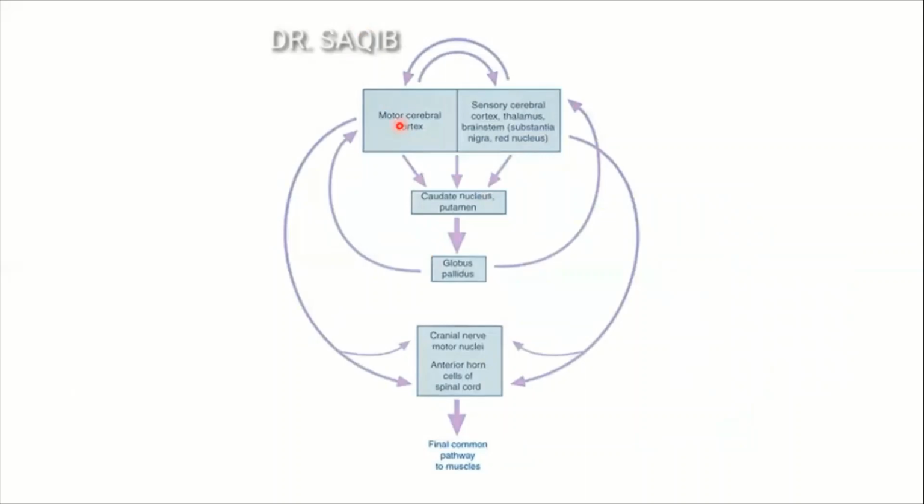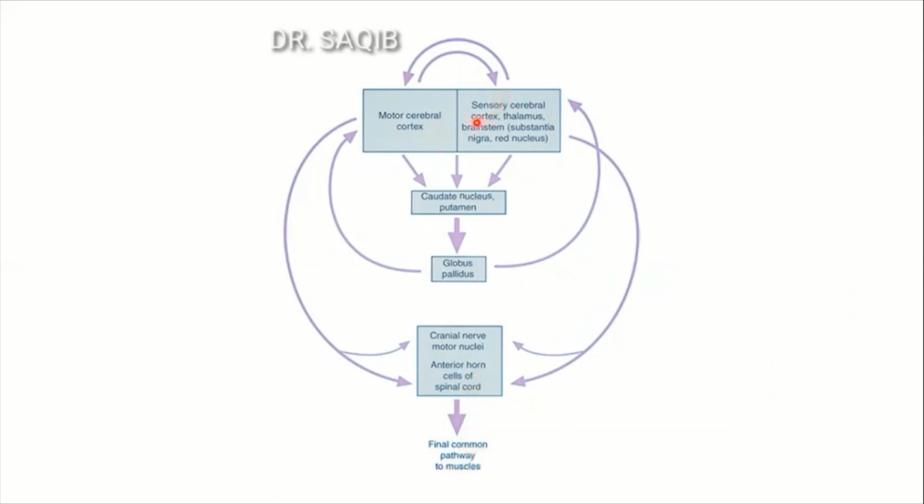This is a schema of these connections. This is the motor cerebral cortex. This is the sensory cerebral cortex, thalamus, and the brainstem, which is the substantia nigra and that nucleus. And this is the caudate nucleus and the putamen. This is the globus pallidus. These are the cranial motor nuclei, anterior horn cell of the spinal cord, and the final common pathway to muscles.